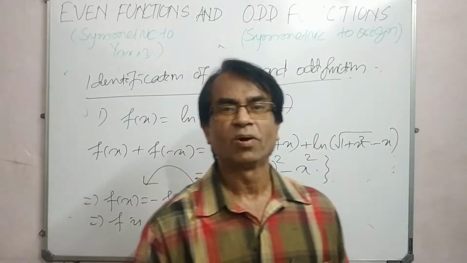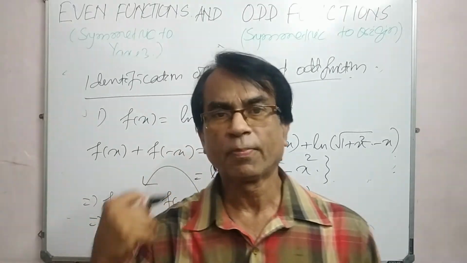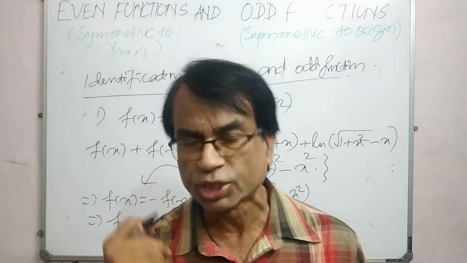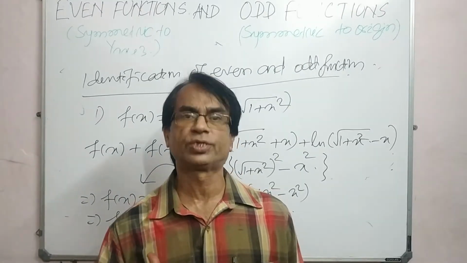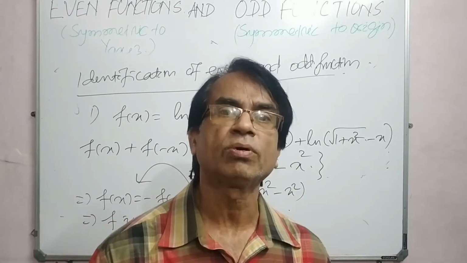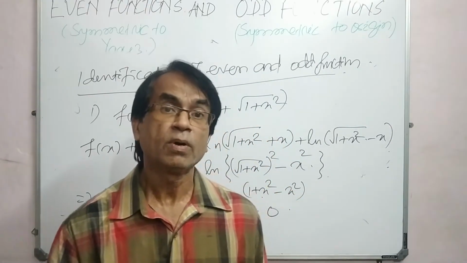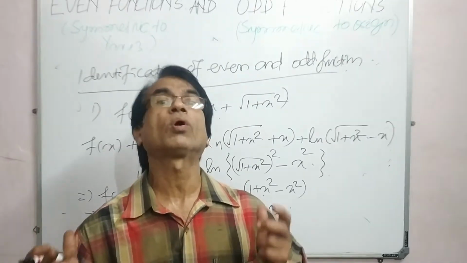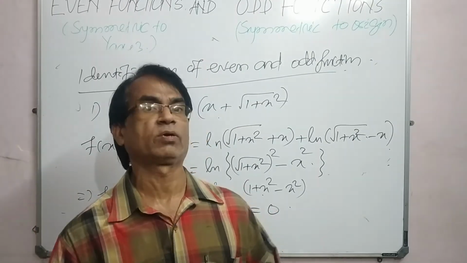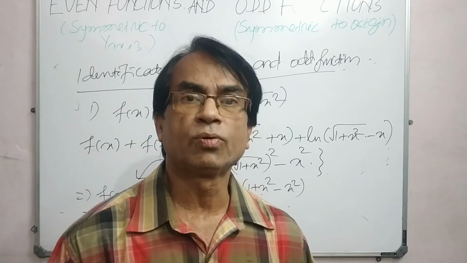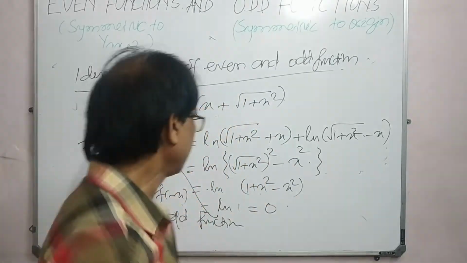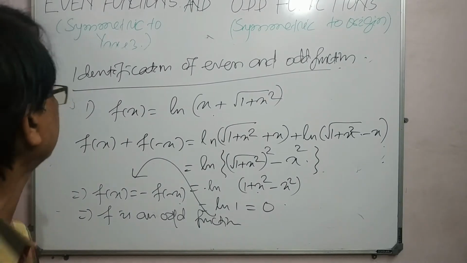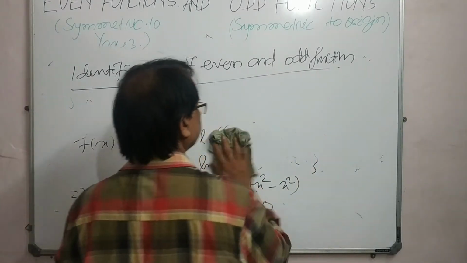And dear student, always go by this method. Check f of x plus f of minus x. If it comes out 0, then it is an odd function. If it is not 0, then test whether f of x minus f of minus x is equal to 0 or not. Always go by this method so that it is easier to solve the problem. Now coming to this one, it is an odd function. Now discussing the second problem.